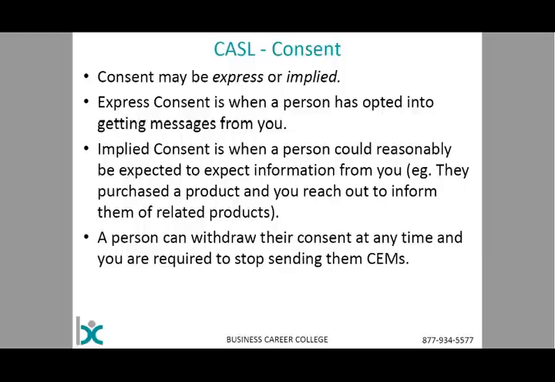As soon as you get that withdrawal, you should stop sending the messages as soon as possible, but you do have up to 10 days to stop sending those messages. We'll look more specifically at that in the section on unsubscribing.